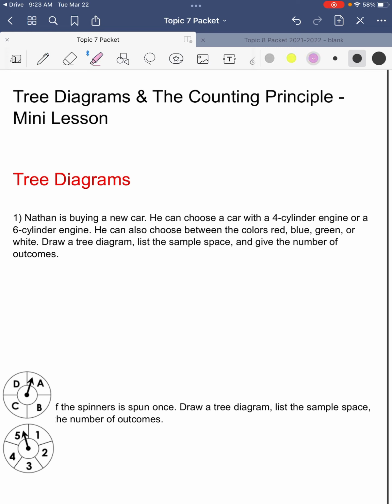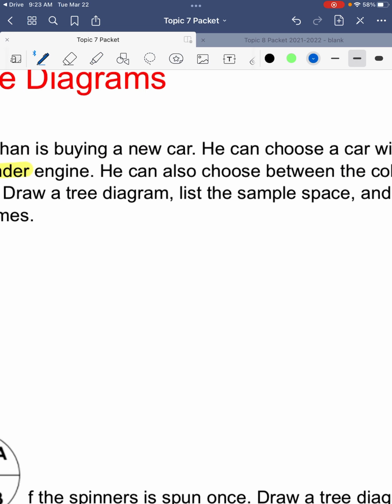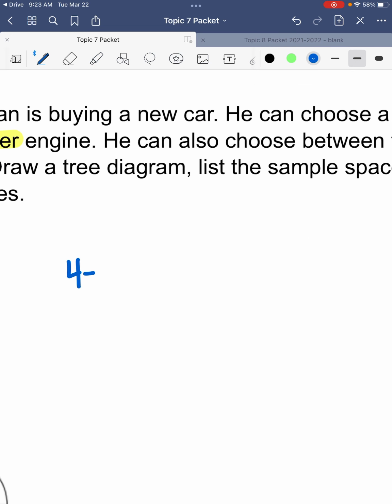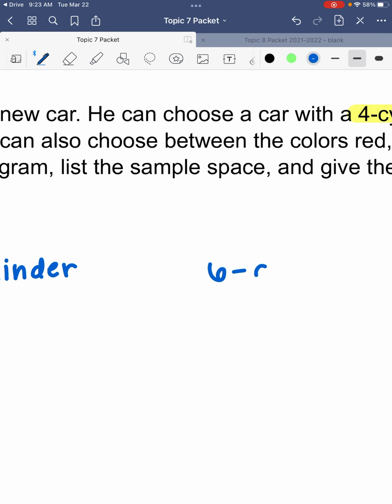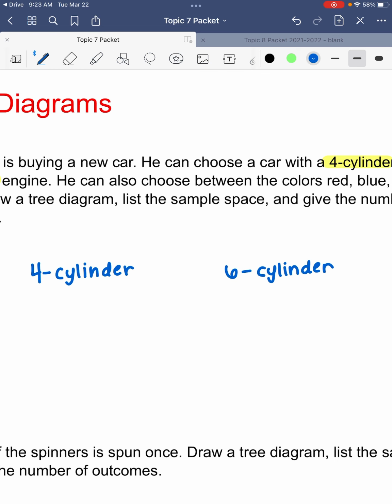Okay, so first of all, there are two engine options, a 4-cylinder engine or a 6-cylinder engine. So that's our first choice that we've got to make. So that's going to be my top row. So we're going to write 4-cylinder here, and then off to the side over here, we'll write 6-cylinder. Okay, and I'm going to do a little line to connect those two.